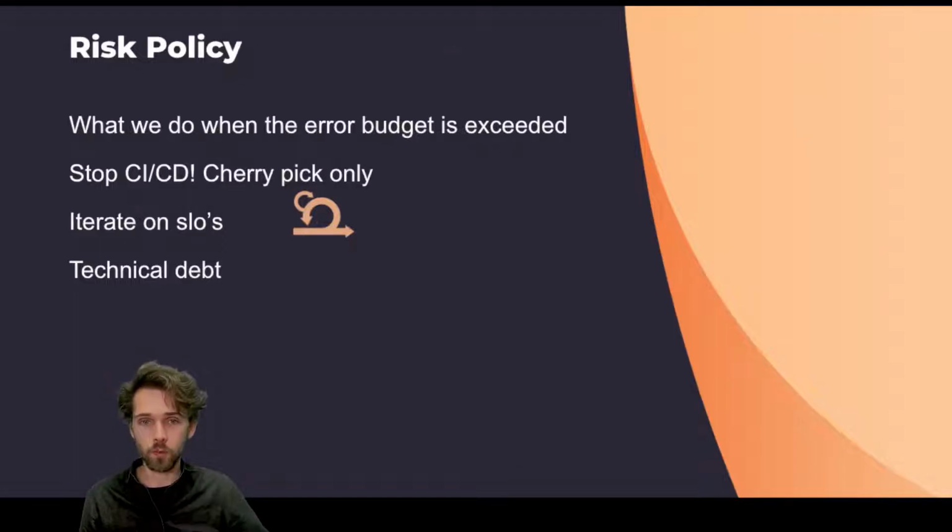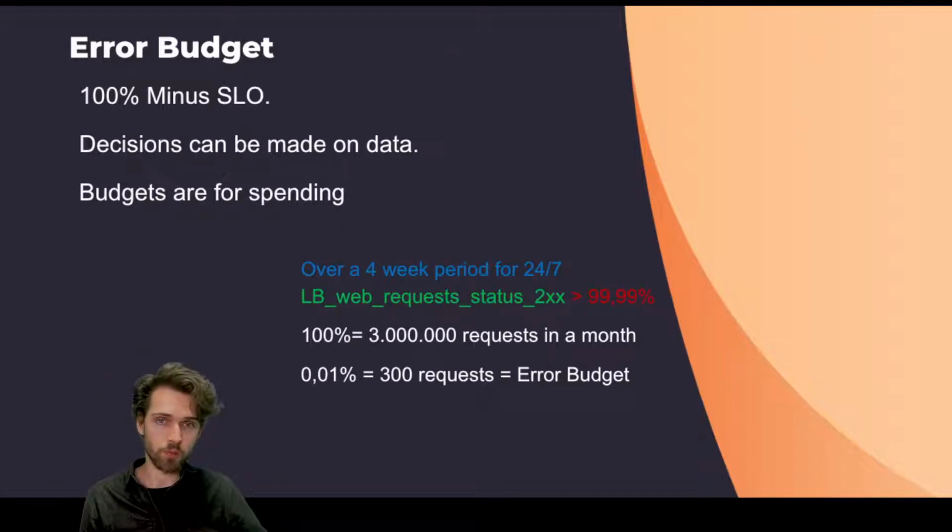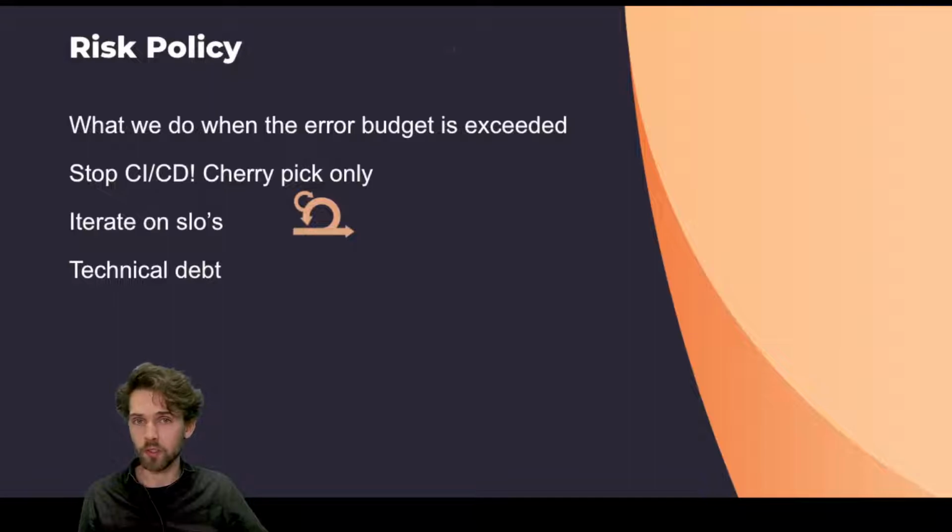So what happens when this error budget is broken? That's where the risk policy, or also called the error budget policy, comes in. So what do we do when the error budget is exceeded? Well, what you see a lot, but these aren't any static rules, is that you stop the automated delivery of features, stop CI/CD, and start cherry picking releases, start cherry picking commits. Start only allowing commits which improve the reliability of your product.